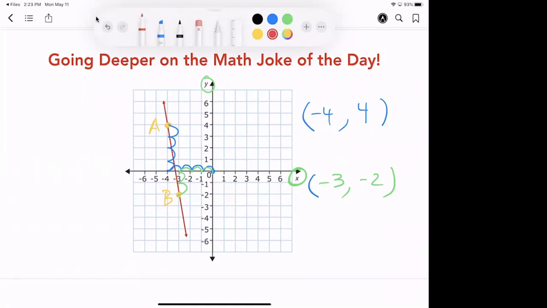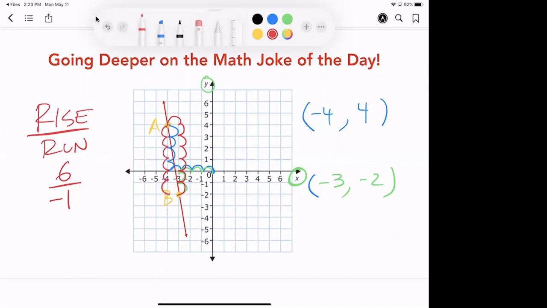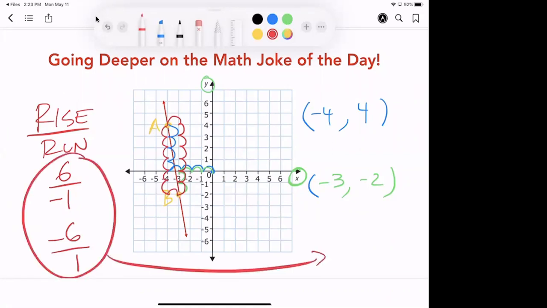And then the slope, and let's use red for our slope, rise over run. All right, I'm going to start at B. 1, 2, 3, 4, 5, 6 up, so that's +6, and then 1 to the left, -1, 6 over -1. You could also start at A and do 1, 2, 3, 4, 5, 6 down, -6, and 1 to the right, +1. And as we talked about, these are exactly the same, and you could write it just like this, -6 over 1.